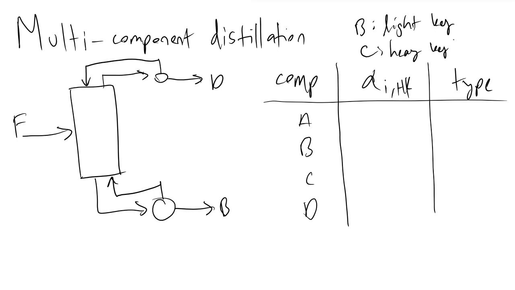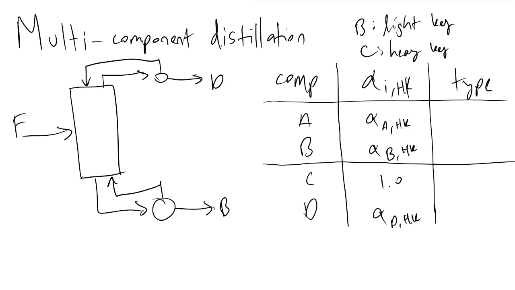And so in this example, because I let component B be our light key and component C be our heavy key, you'll have numerical values when we're actually evaluating problems like this, but in this example, we'd have alpha A HK, and that would have some numerical value. We'd have alpha B HK, and then the relative volatility of the heavy key to the heavy key will have a value of 1.0, and then finally, we'll have a relative volatility of component D to the heavy key here.